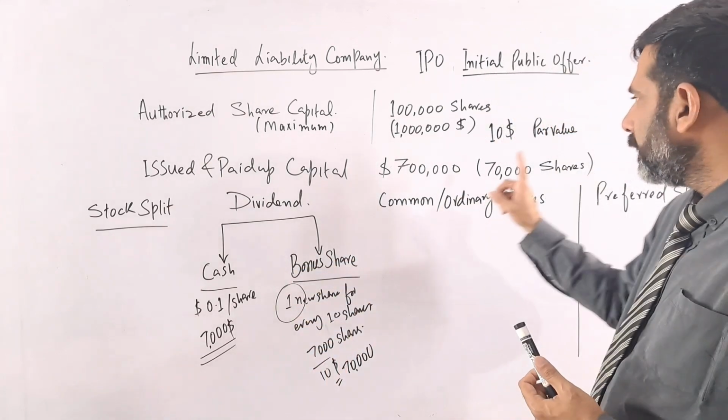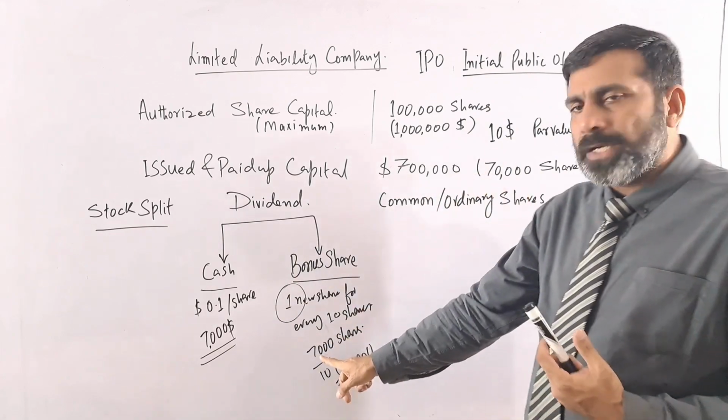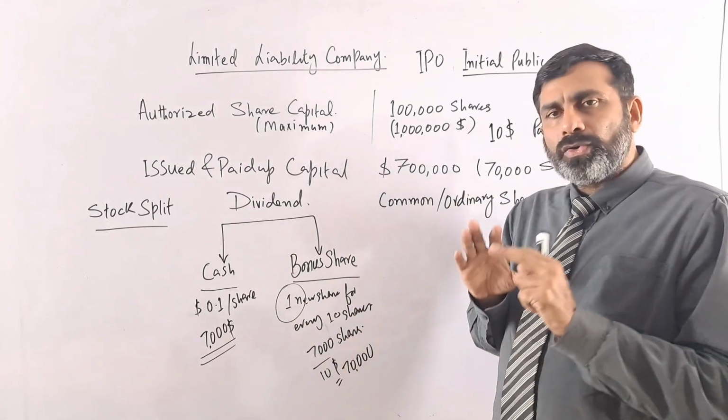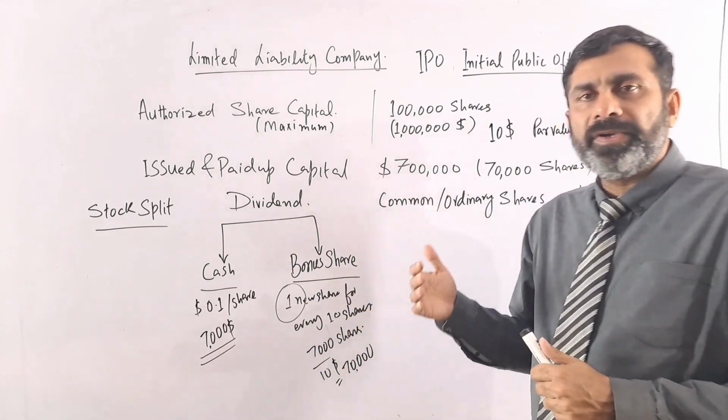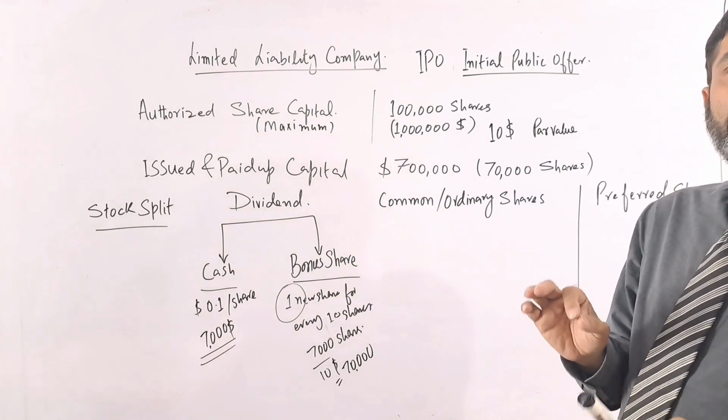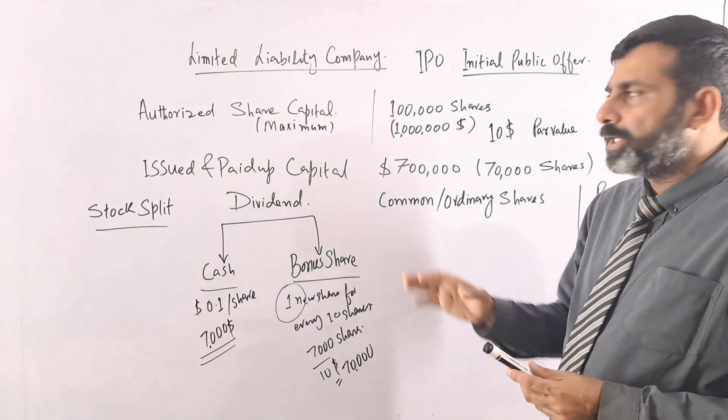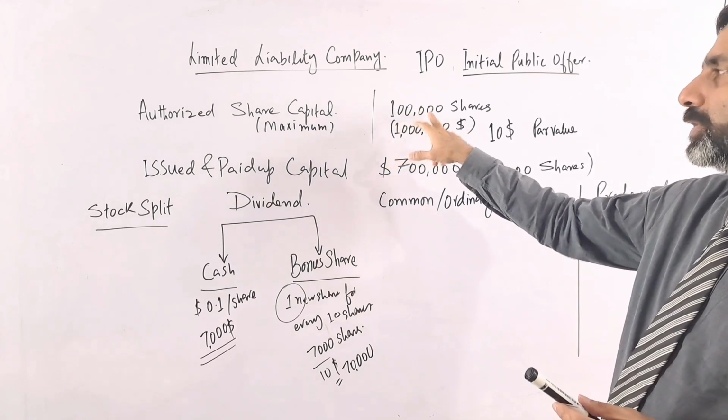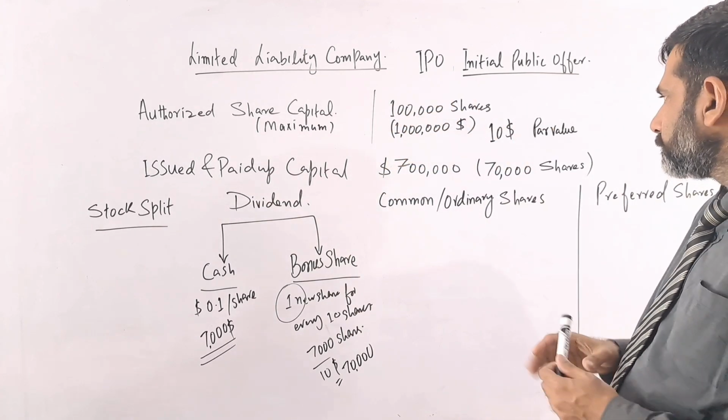Now the company already has 70,000 shares, and 7,000 shares more are issued. So now the total shares issued by the company is 77,000. So the company can still issue 23,000 shares, because the maximum limit for the share is 100,000.